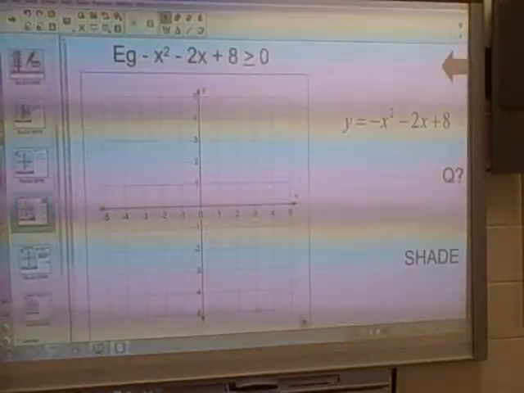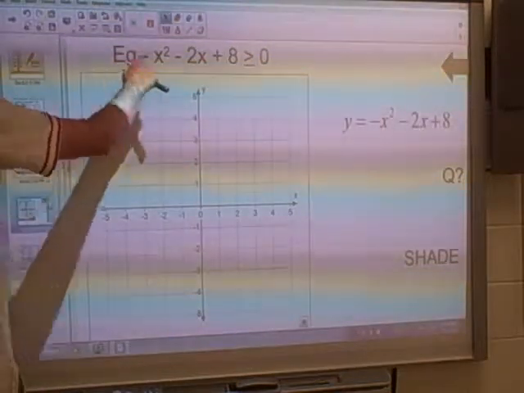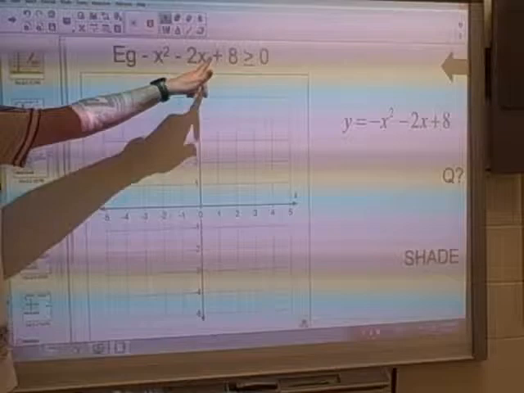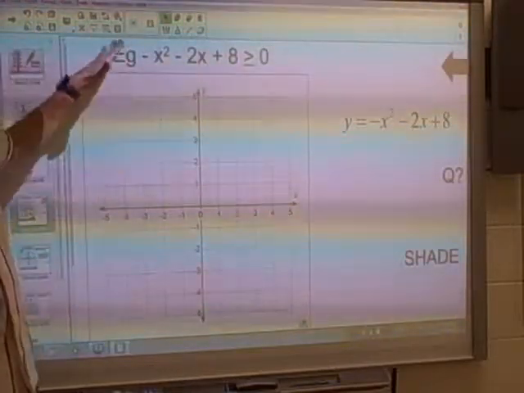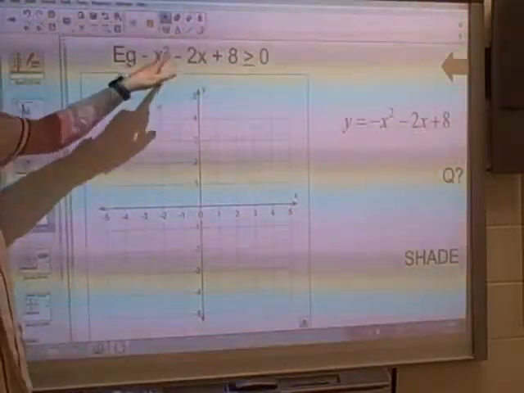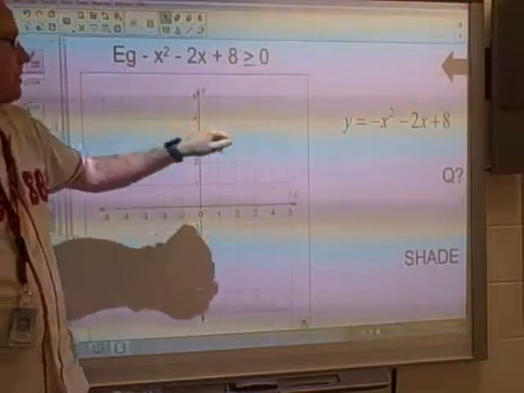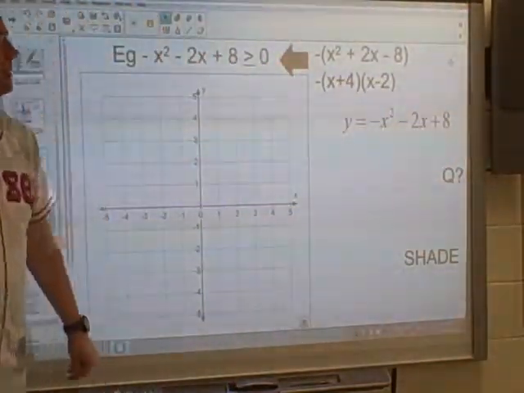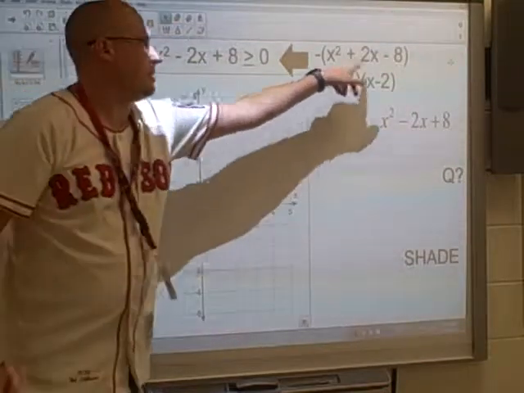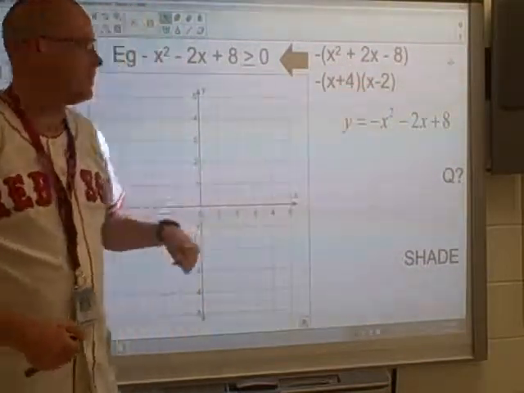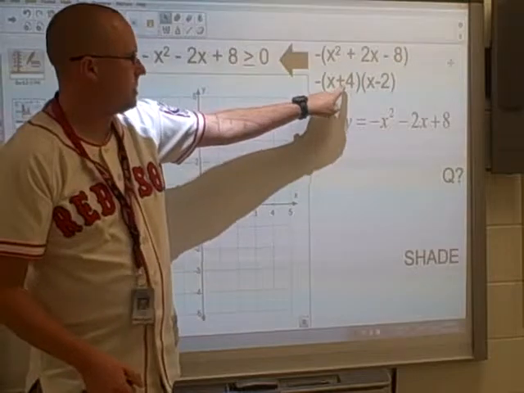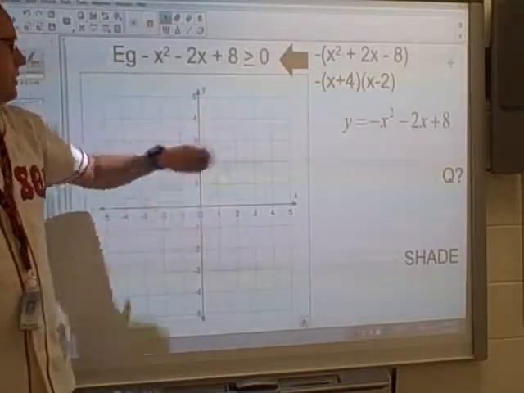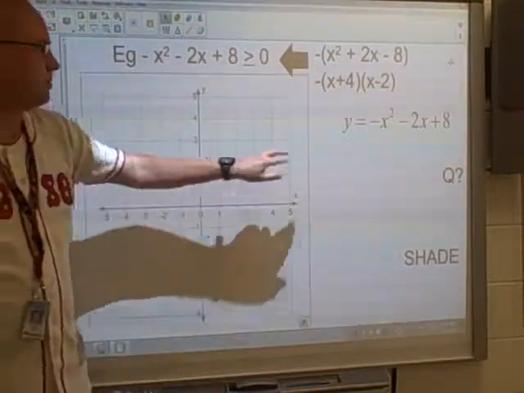Now I've made this one a little bit more difficult. I've made this negative x squared, so we certainly know that's going to be an upside down parabola. I've included a greater than or equal to on this occasion. I'm going to try and find the zeros of this. I'm going to factor, but I'm going to take out this negative as a common factor first. So hopefully I get something that's a little simpler to factor. And then once I've done that, that's going to factor nice and easily for this. So my zeros for this would be -4 and +2. And because of the negative at the start of the question, I'm going to get that upside down parabola.